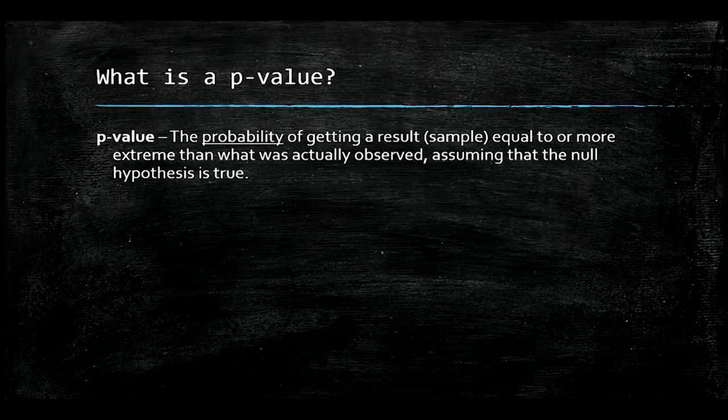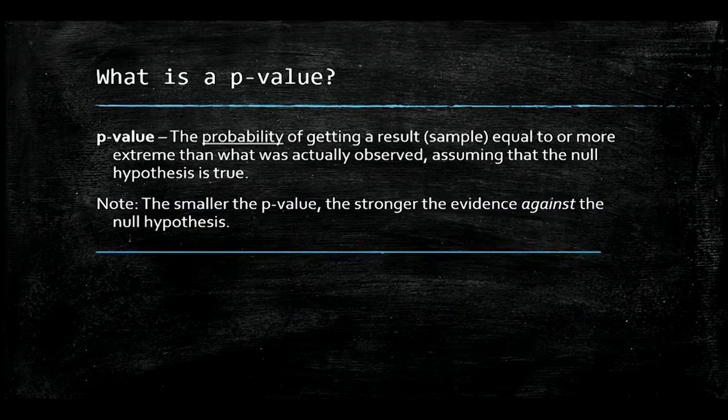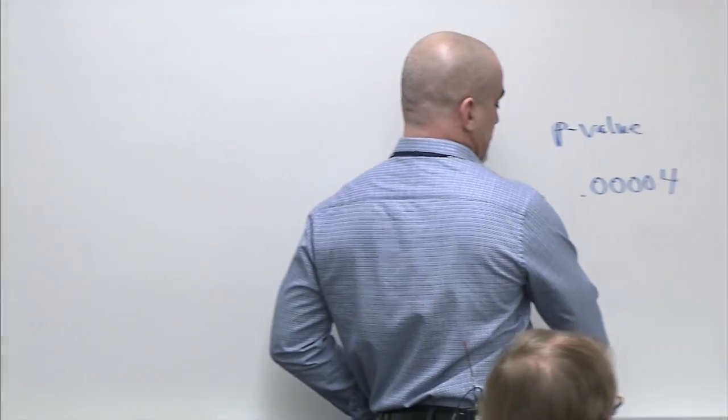So a p-value is a probability. You can think of the p as just meaning probability. It's the probability of getting a result equal to or more extreme than what was actually observed, assuming that the null hypothesis is true. That's not going to make much sense until we actually do a quick experiment here. It turns out the smaller the p-value, the stronger the evidence against the null hypothesis. So what we can do is test a coin toss.